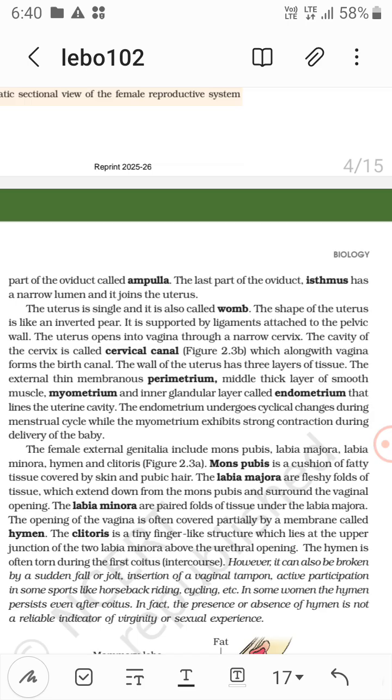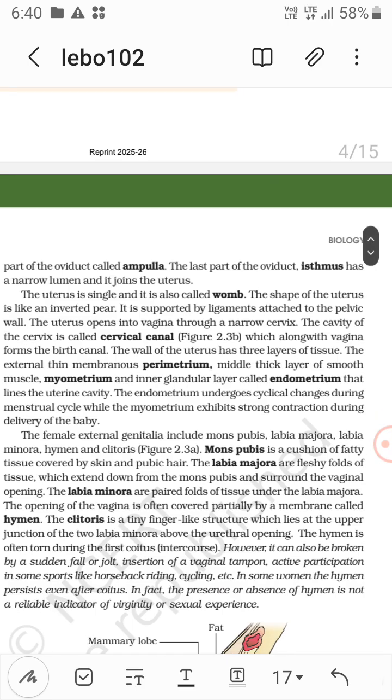On the top is the uterus, which is the womb, and it is an inverted pear. The cavity of the cervix is called the cervical canal, which along with the vagina forms the birth canal. The wall of the uterus has three layers of tissue. The external thin, membranous layer is the perimetrium. The middle layer of smooth muscle is the myometrium, and the inner glandular layer is the endometrium, which lines the uterine cavity. The endometrium undergoes cyclic changes during the menstrual cycle, while the myometrium exhibits strong contractions during the delivery of the baby.